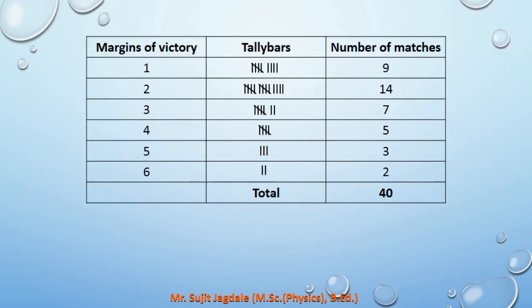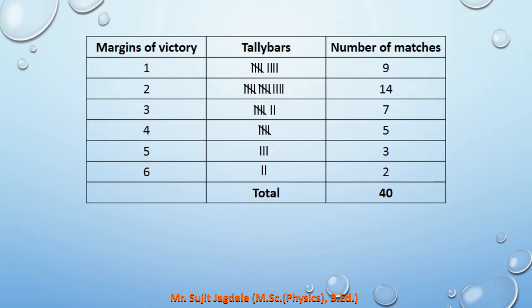So the number of matches won by the margin of victory 1 is 9. Then the number of matches with margin of victory 2 is 14. Then with 3, 7, then 5, 3 and 2. So how many matches are there? 40. So here you can write the total number of observations. That's why initially it is not necessary to count the number of observations.